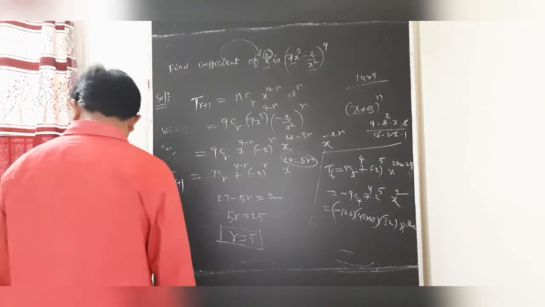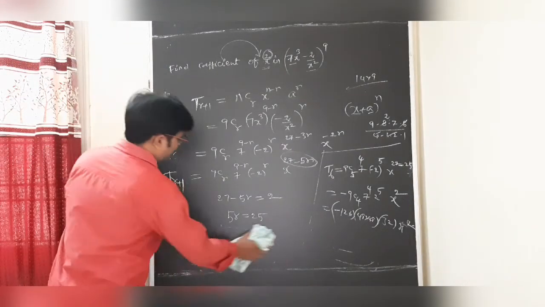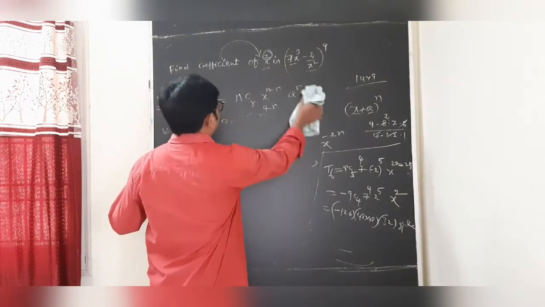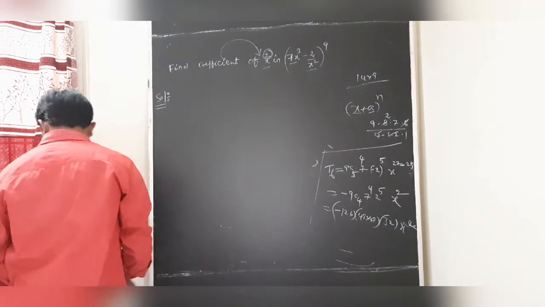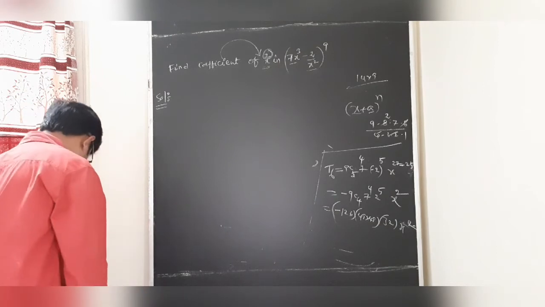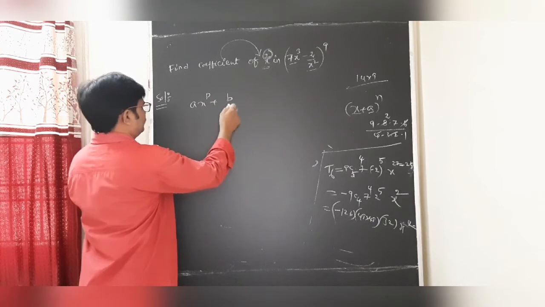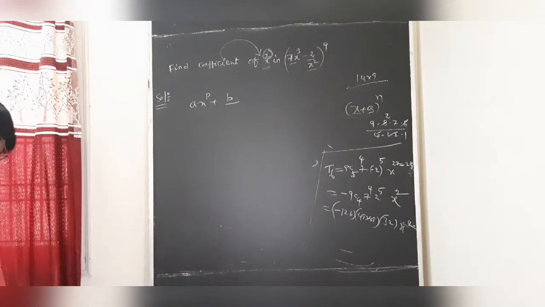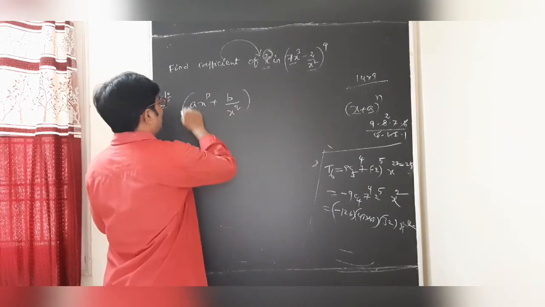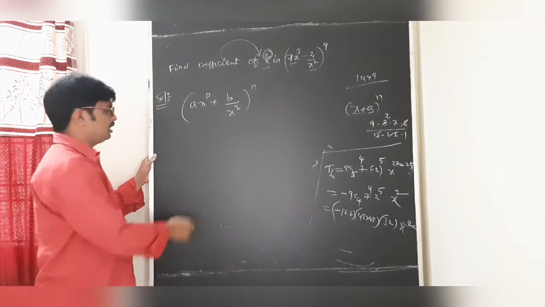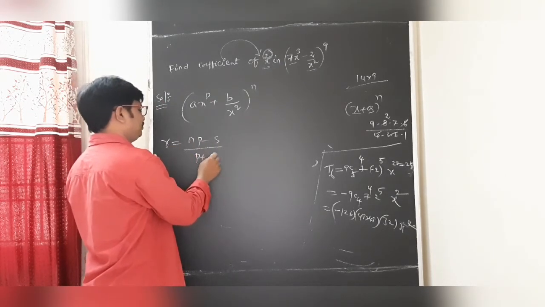Now the another method. My dear students, how can you find the another method? So there is a shortcut method. So what is the shortcut method? So my dear students, when the binomial is in the form (a into x power p plus b by x power q) whole power n, the r is found directly from the formula (np minus s) by (p plus q).